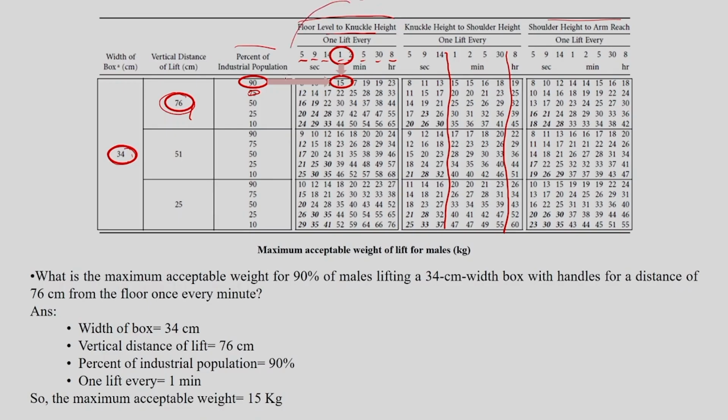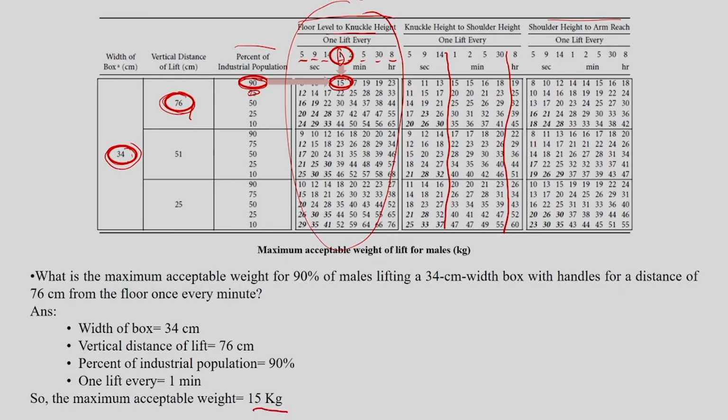Suppose you are working only for this particular section and lift one lift for every one minute, then you are expecting 90% of people are going to work for this particular work. Vertical distance is 76 and the width of the box is 74, then the weight limit is 15. So you can see the calculation says 15.